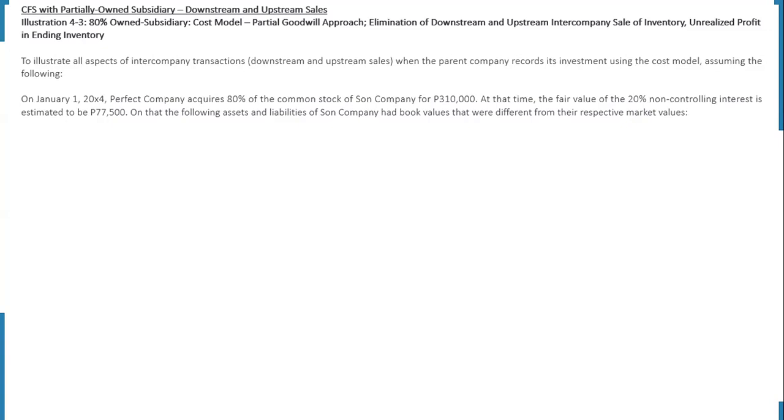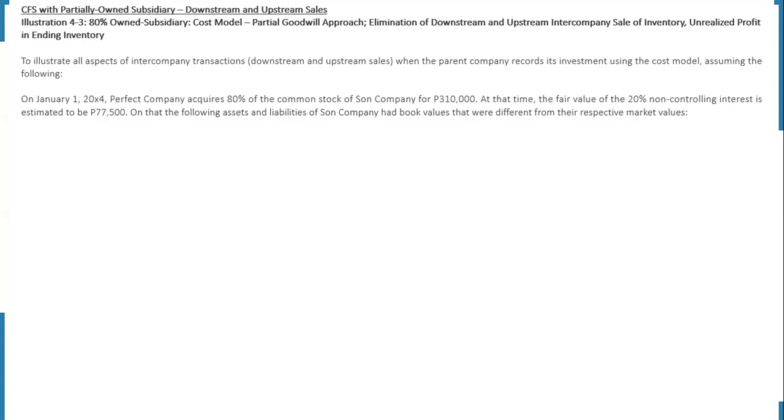but you have to take note that some of these illustrations involve downstream and some upstream sales, to illustrate all aspects of the intercompany transactions when the parent company records its investment using the cost model, assuming the following.